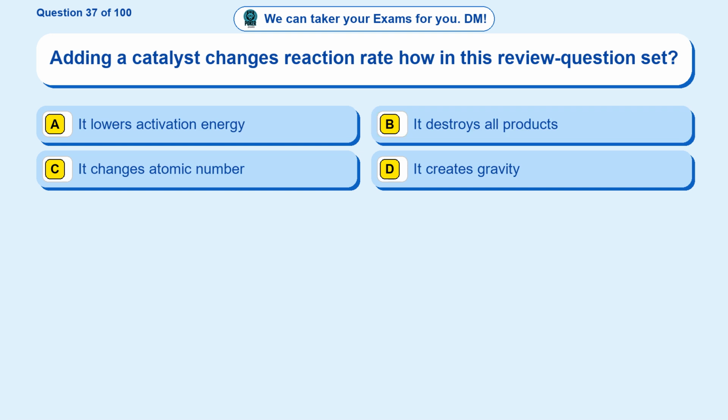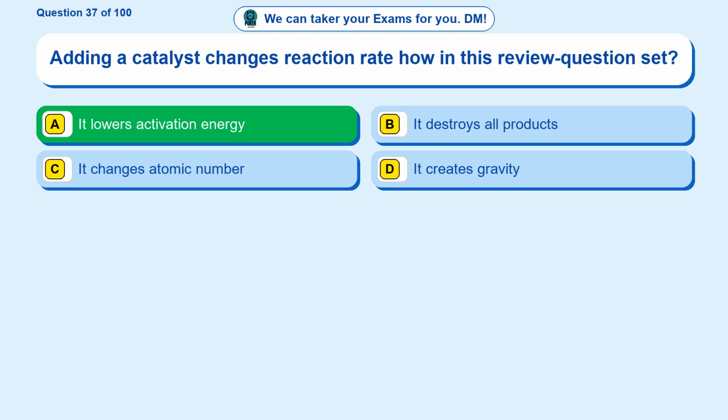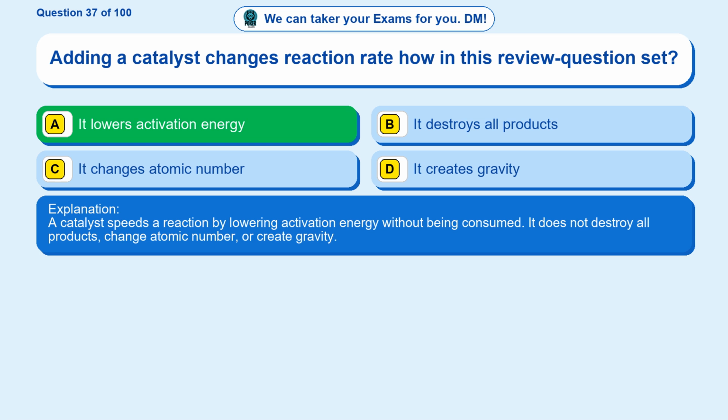Question 37. Adding a catalyst changes reaction rate how in this review question set? Option A. It lowers activation energy. Option B. It destroys all products. Option C. It changes atomic number. Option D. It creates gravity. The correct answer is option A. It lowers activation energy. A catalyst speeds a reaction by lowering activation energy without being consumed. It does not destroy all products, change atomic number, or create gravity.